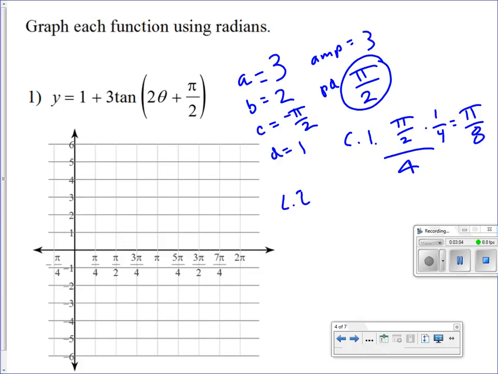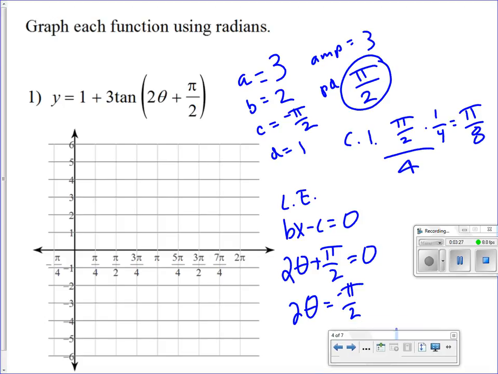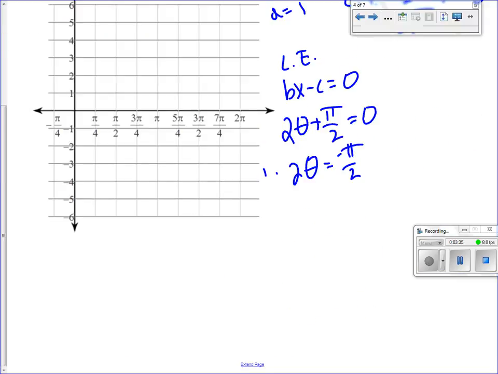Now to find my left endpoint, I'm going to take the argument and set it equal to 0. So first thing I'm going to do is I'm going to subtract pi over 2 from each side. And then my last step will be to divide by 2. Same thing, dividing by 2 is the same thing as multiplying by 1/2. Times 1/2 times 1/2. So I get that theta equals negative pi over 4.